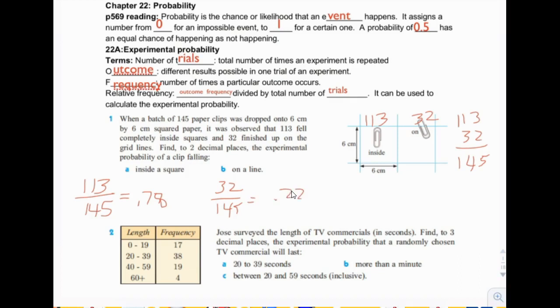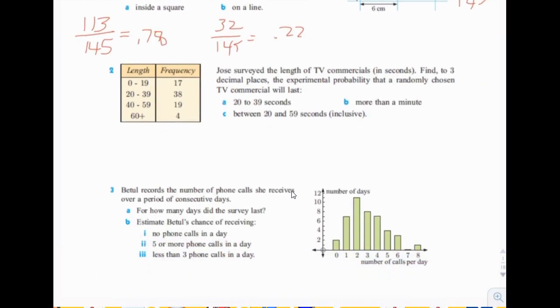Okay. Number 2. Jose surveyed the length of TV commercials in seconds. Find to 3 decimal places the experimental probability that a randomly chosen TV commercial will last between 29 and 30 seconds, more than a minute, between 20 and 59. Okay, so let's see. Between 29 and 30 seconds, that would be this row here. It happened 38 times. If we figure out the total number of trials, then we could find the frequency by dividing 38 by the total number.